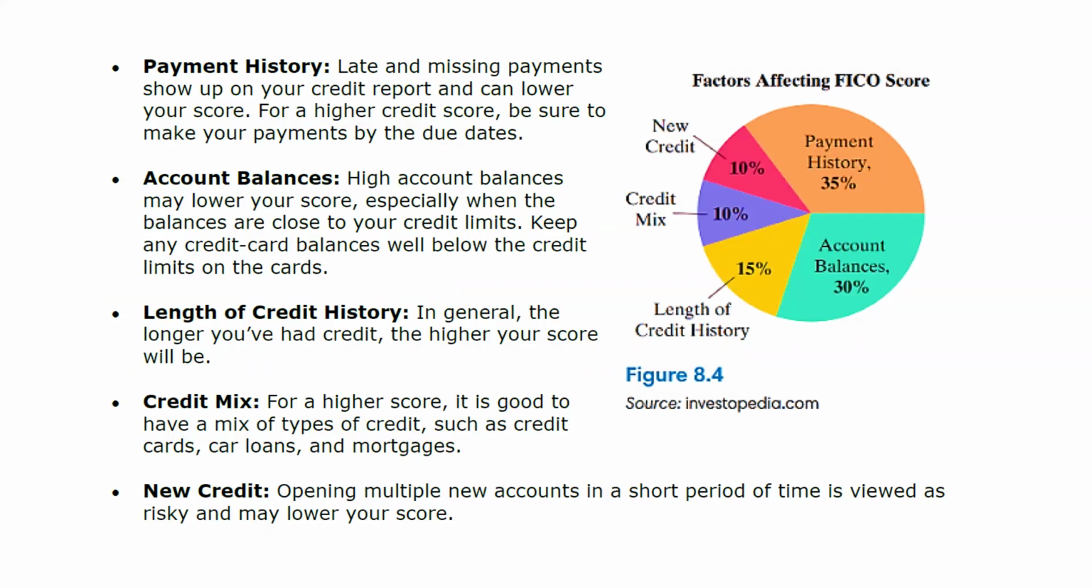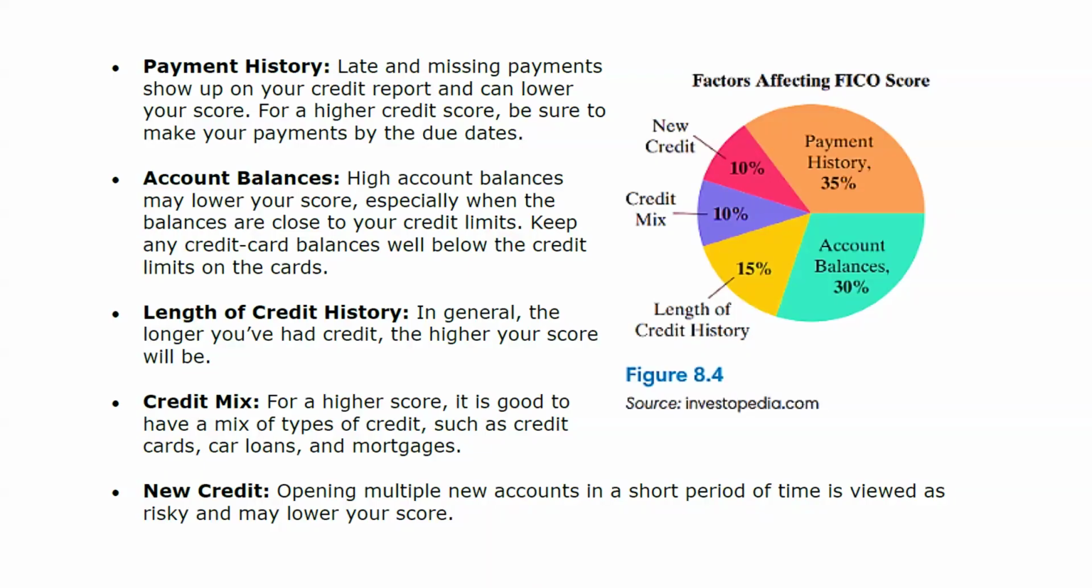That takes up about 35% of your credit score. Late and missing payments show up on your credit report and can lower your score. For a higher credit score, be sure to make your payments by the due dates. Account balances. This makes up about 30% of your score. High account balances may lower your score, especially when the balances are close to your credit limits. So keep any credit card balances well below the credit limits on the cards.